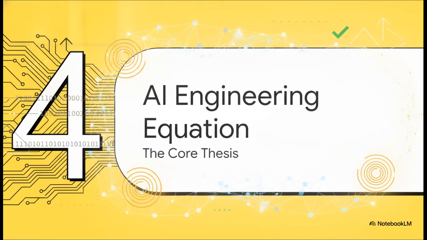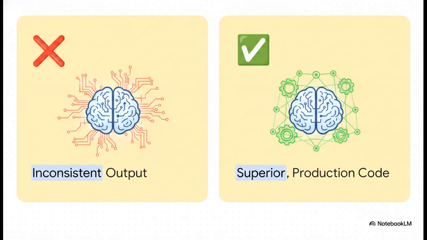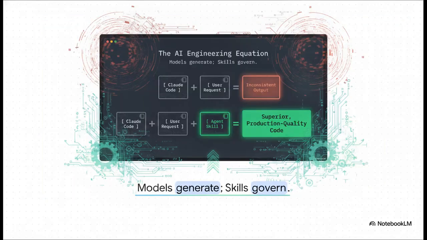Which leads us to Section 4, the AI engineering equation, which is our core thesis for this whole explainer. First off, we need to completely bust the myth that AI can just reliably write complex tests for you out of the box. The difference between the messy, inconsistent output we saw earlier and true, superior production quality code isn't the model, it's how you govern it. Here is the actual formula. Claude Code plus a basic user request, that just equals inconsistent output. But Claude Code plus a user request plus an agent skill, that equals superior production quality code every single time.